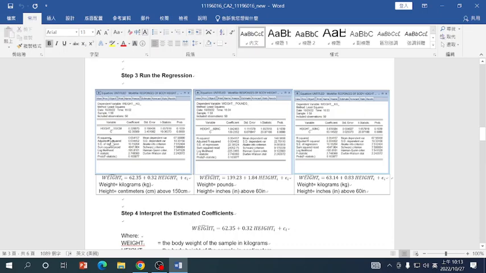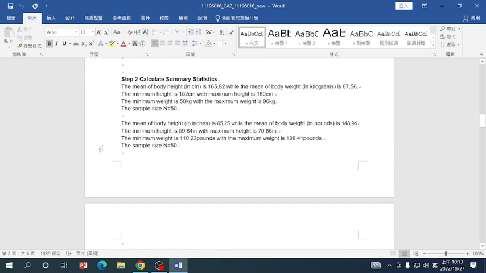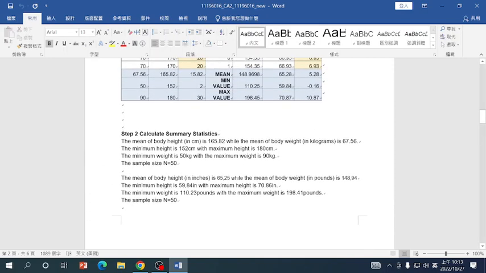Okay, let's see the second step. Here we do have the overall statistics, but not for individual groups, I mean male and female separated. Sorry, we forgot to do that.